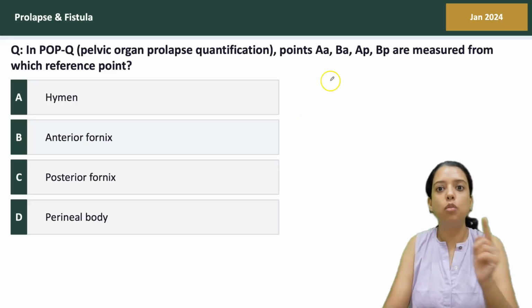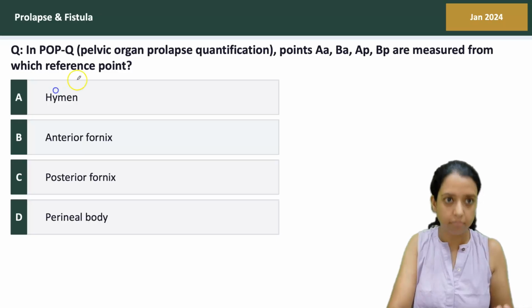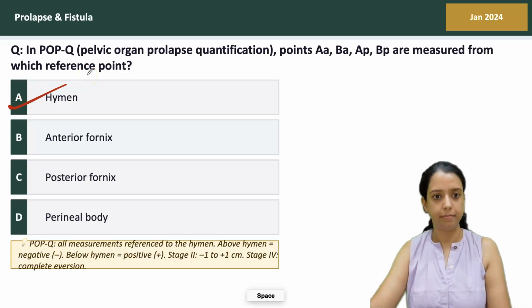POPQ classification, when you give the various A, B points, they are measured from which reference point? Hymen. It's a theoretical question.